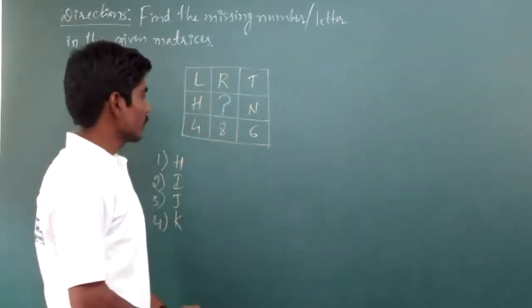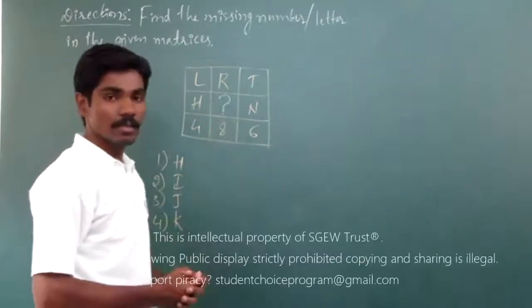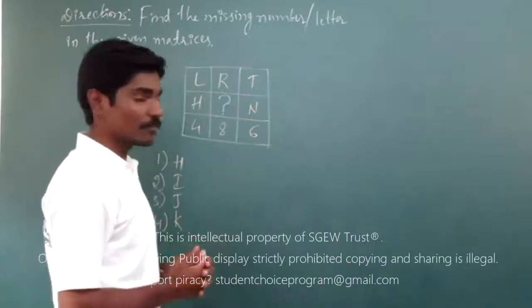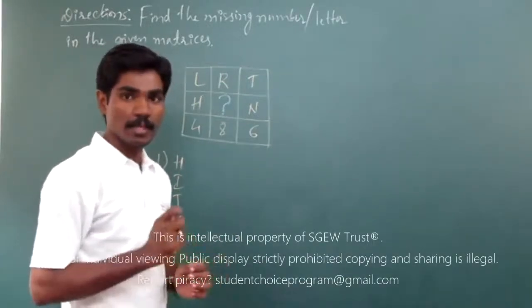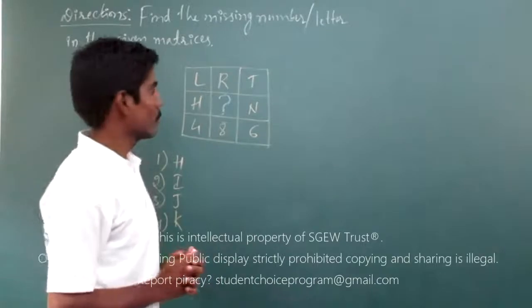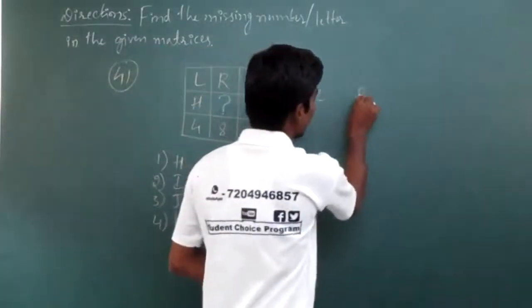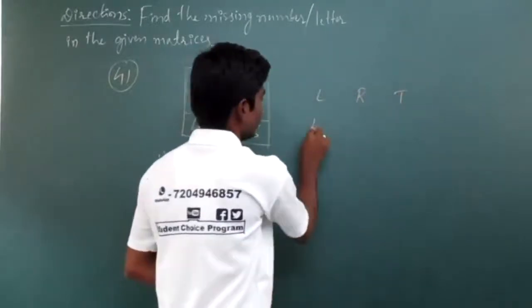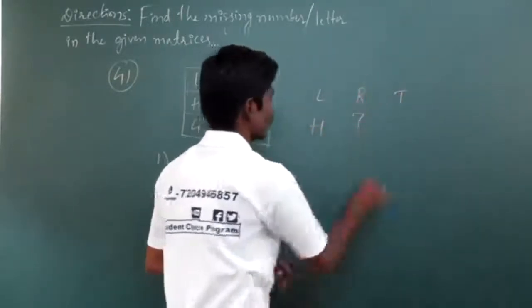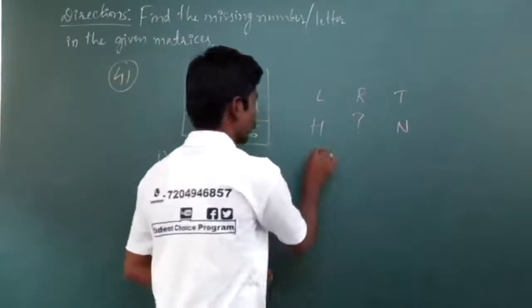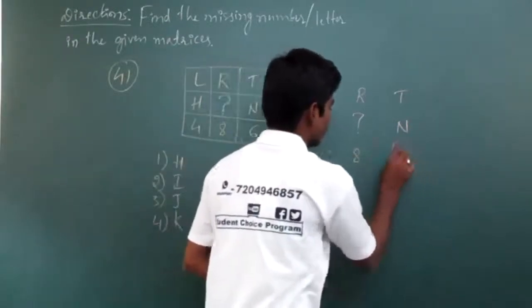Well friends, now since we are dealing with the letters, whenever we come across letters, what we will do first? We first write the positions of the letters. For that, let me consider the given question once again. That is L, R, T, H, the missing letter, and N, 4, 8, 6.